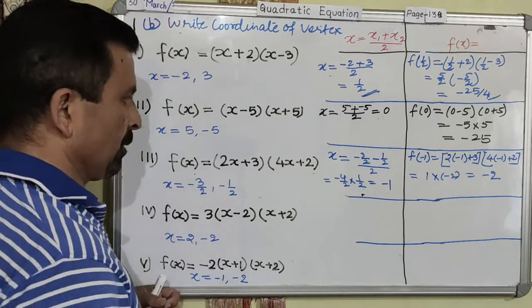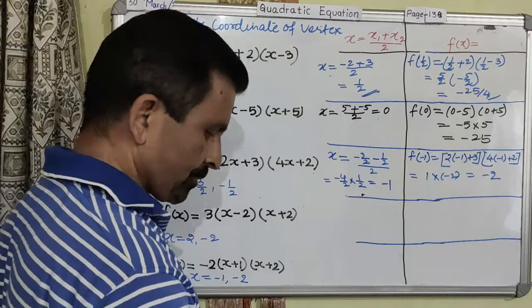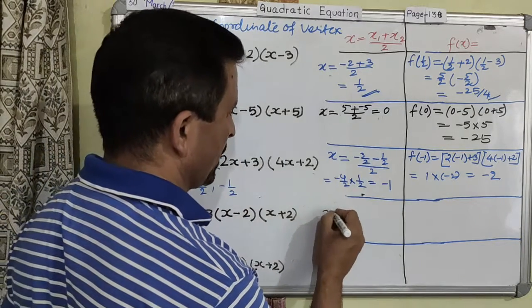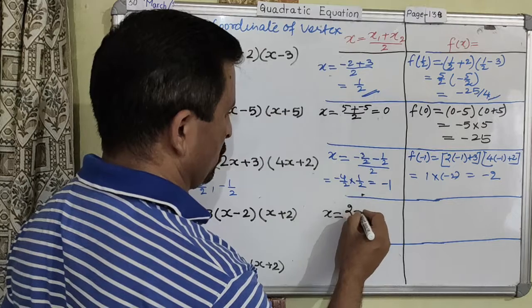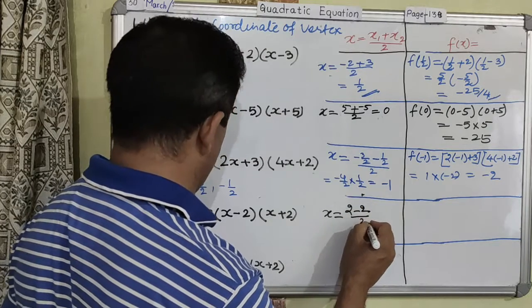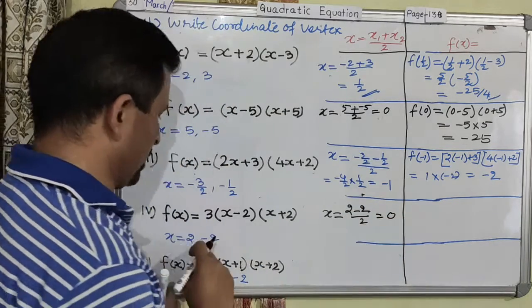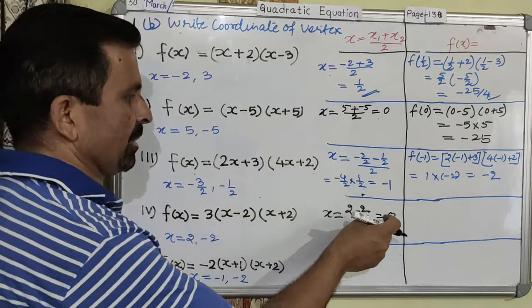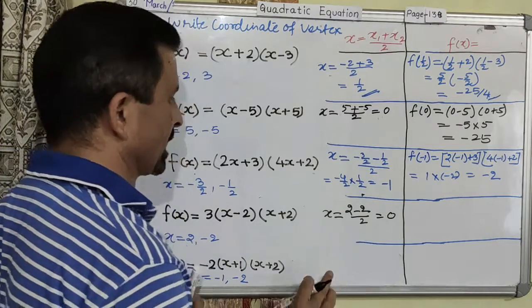Clear? Now for this equation, the value of x is the average of 2 and -2 divided by 2 is equal to 0, because one is 2, another is -2, and when you add it, it will become 0. 0 divided by 2 is equal to 0. So you got the value of x is equal to 0.